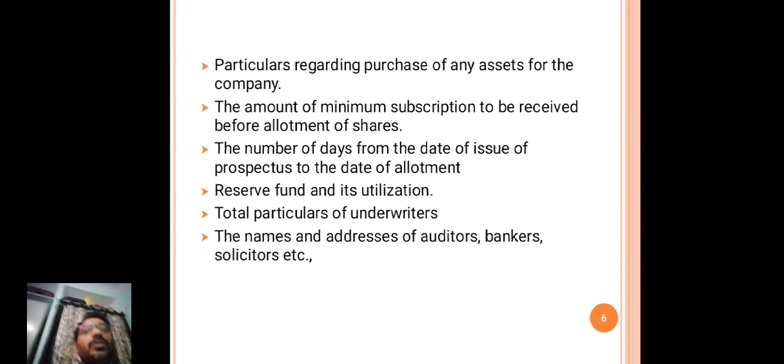Okay. So the purchase of any asset is clearly mentioned, and the amount of minimum subscription to be received before allotment of shares, the reserve funds, the names and addresses of auditors and the particulars of underwriters.